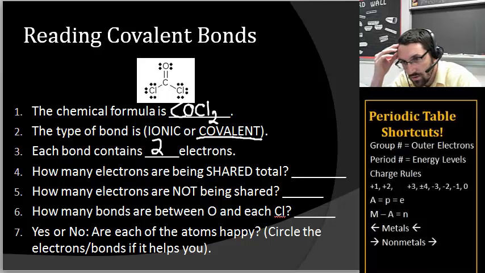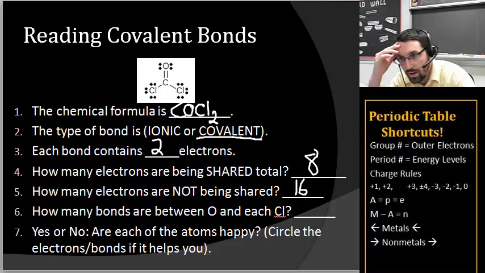Each bond will contain 2 electrons. So that means if there are 4 lines, we have a total of 8 shared electrons. The electrons not being shared, you count up all of them outside and there are 16. How many bonds are between O and each of the Cl's? There's single bonds between both the C and Cl.